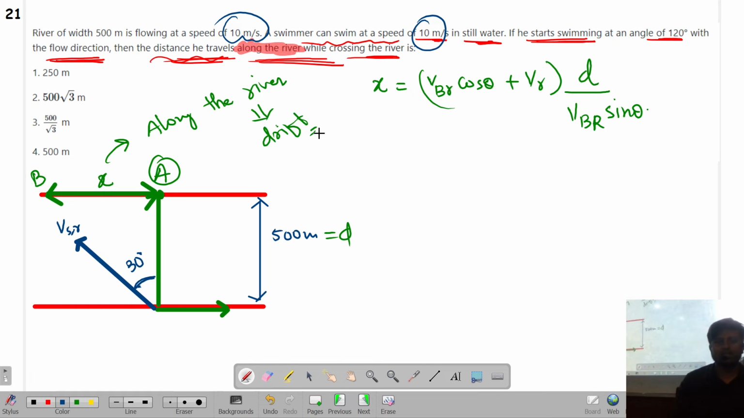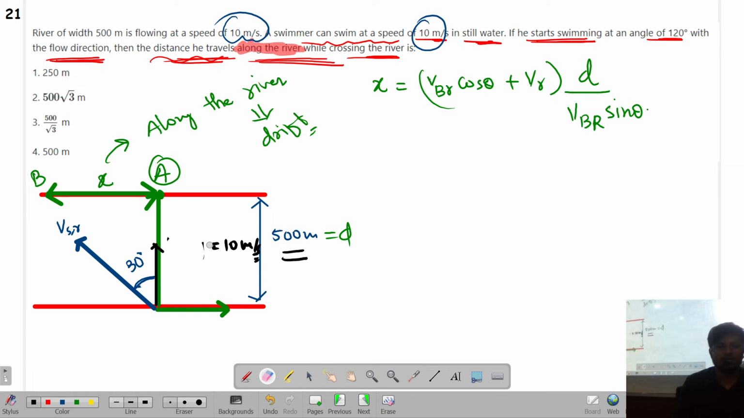So now try to see. If the man is swimming at 10 meters per second in still water, which path will he travel? Is he going to travel along this path or not? Tell me yes or no. This is the velocity of man with respect to ground or still water, equal to 10 meters per second. Now, let's suppose he crosses this width of the river. Now wait, let me erase this.